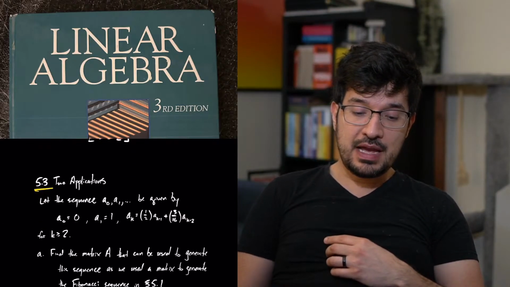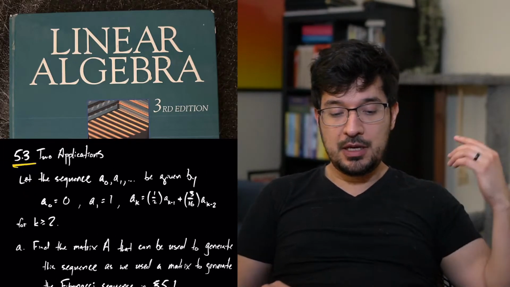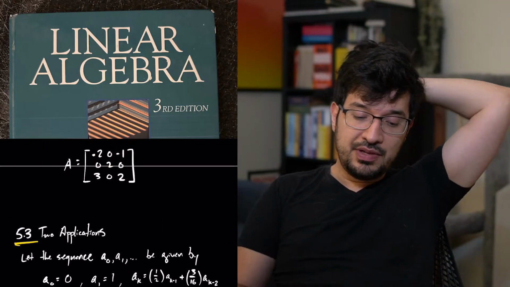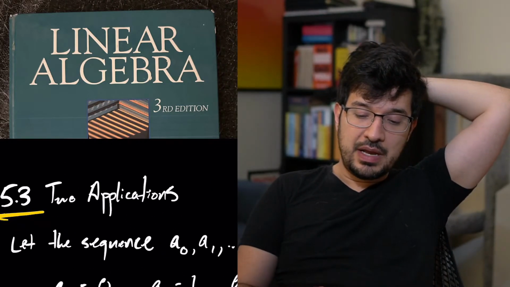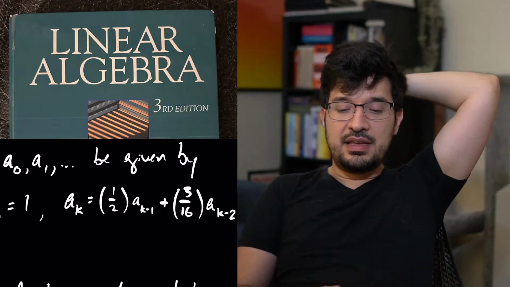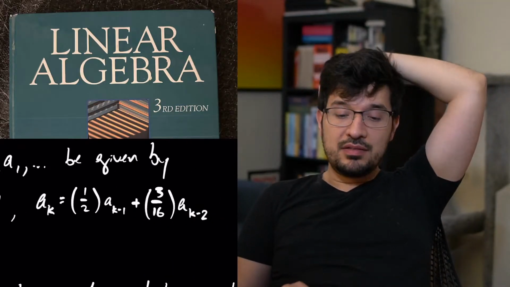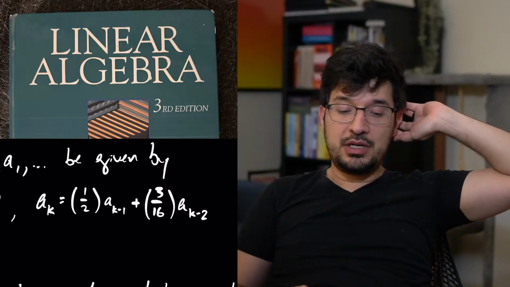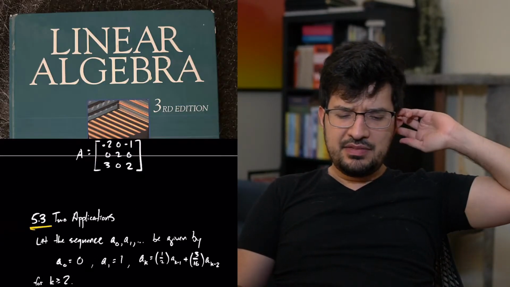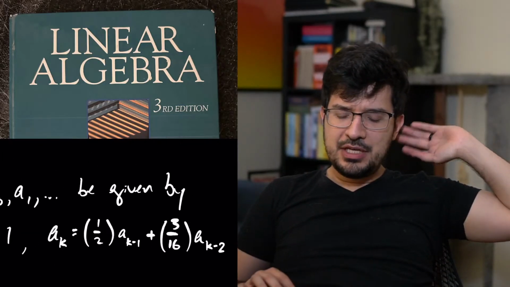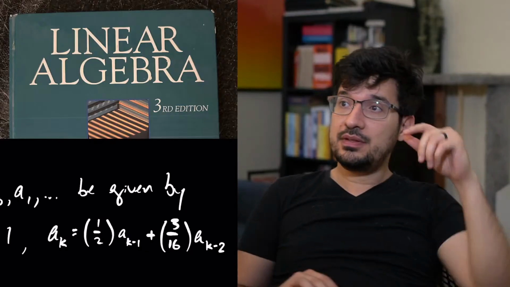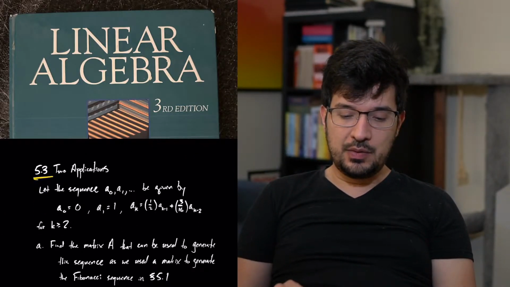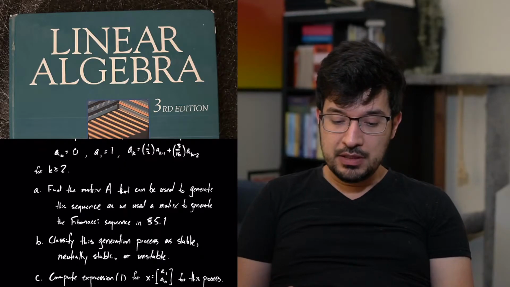Then, after that, I've got a problem about applications. So we have a recursive sequence. A0 is 0, A1 is 1, and then AK is a combination of the previous two terms. So this is kind of like some sort of weighted Fibonacci sequence. And we are going to diagonalize this matrix.